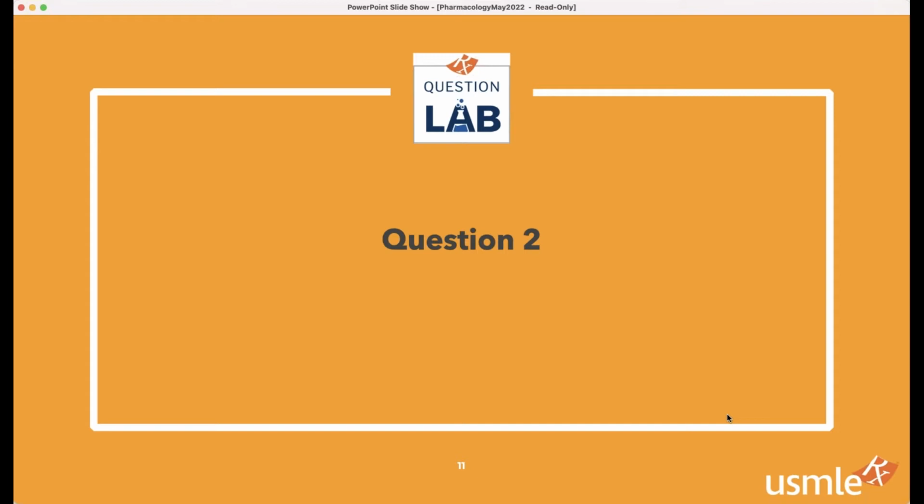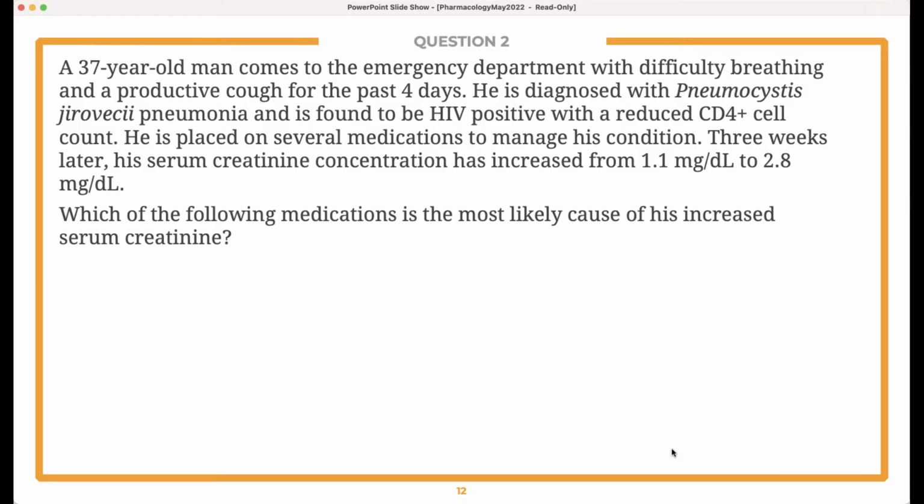So again, what we're going to do is reveal the question, and in this case, you definitely don't see these answer choices. So with that, let us again start with the lead-in. Which of the following medications is the most likely cause of his increased serum creatinine? Look at that and think to yourself, what kind of information am I going to be looking for when we read the vignette?